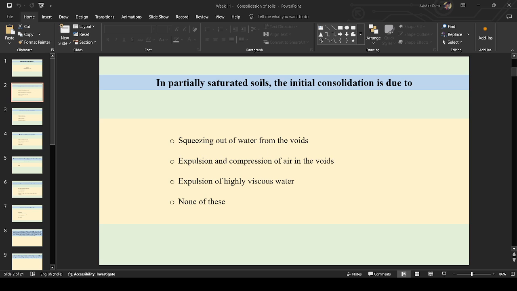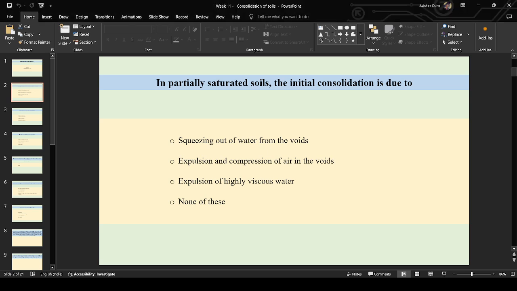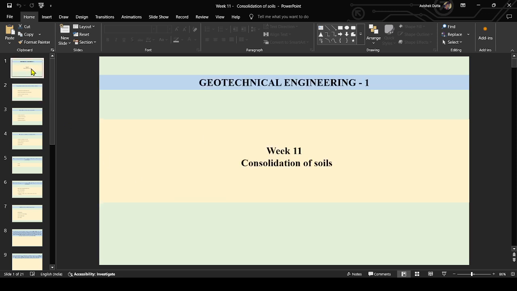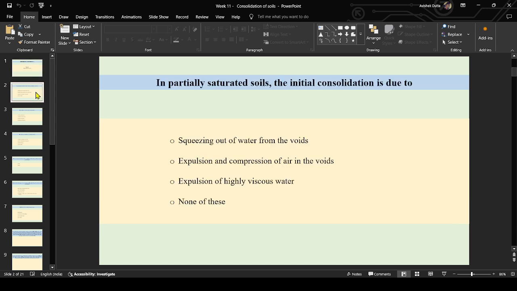This is the first question of today's discussion. The topic is consolidation of soils. So please write down the first question. In partially saturated soils, the initial consolidation is due to: your options are squeezing out of water from the voids, expulsion and compression of air in the voids, expulsion of highly viscous water, or none of these.